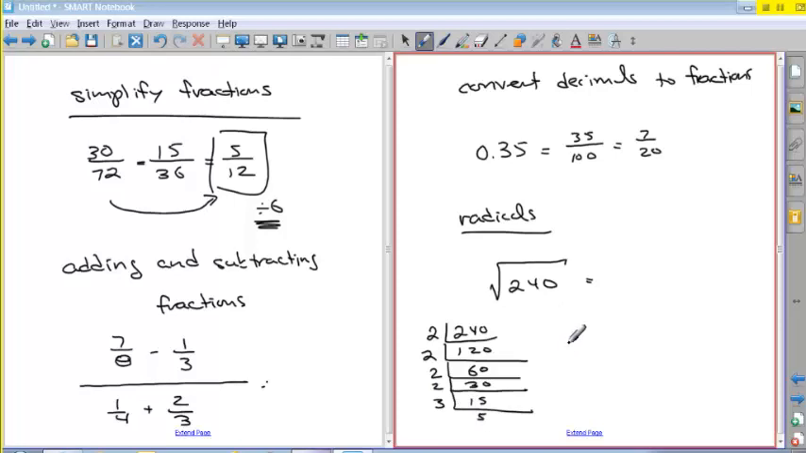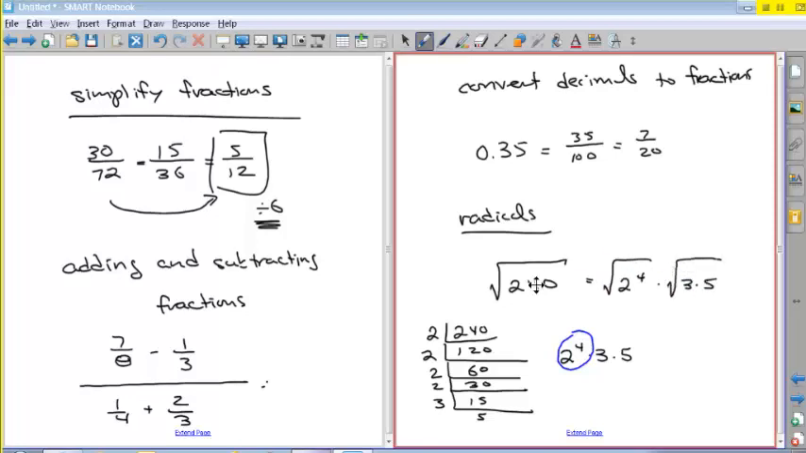So that's what you get. So we write that out, 2 to the 4th times 3 times 5. And then we look for prime factors that are raised to an even power. So we have that, that's the one. These are all just to the first power. So we can make it the square root of 2 to the 4th times the square root of 3 times 5.